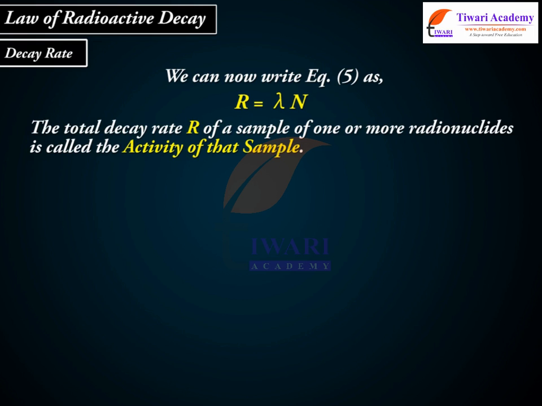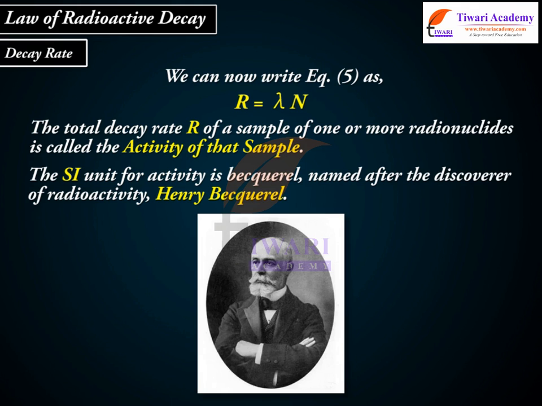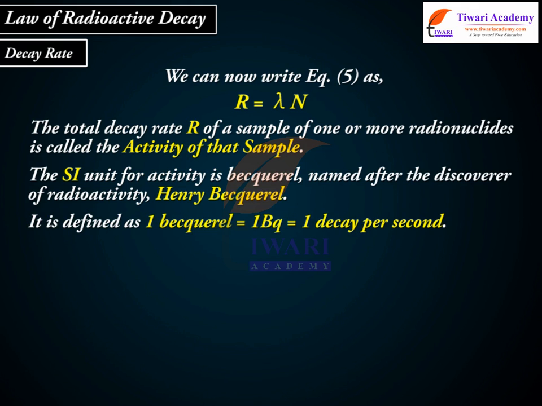The total decay rate R of a sample of one or more radionuclides is called the activity of that sample. The SI unit for activity is becquerel, named after the discoverer of radioactivity, Henry Becquerel. It is defined as 1 becquerel, or 1 Bq, is equal to 1 decay per second.